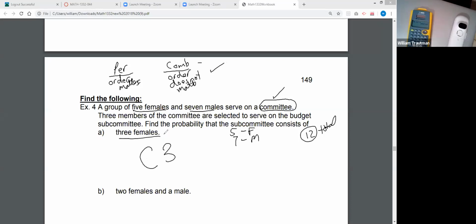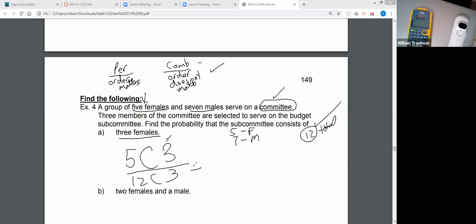We're picking three females. A group of five females and seven males serve on a committee, and you're going to do a subcommittee. So we're going to pick three females out of how many? Do you see out of the total? The total is five females, not out of 12. That's the total of all the people, but we're just picking three females, and we can't pick them out of the other ones because the other guys are male. So we're picking three out of five. And by the way, this is divided by three out of 12.